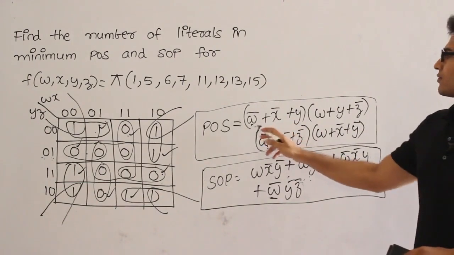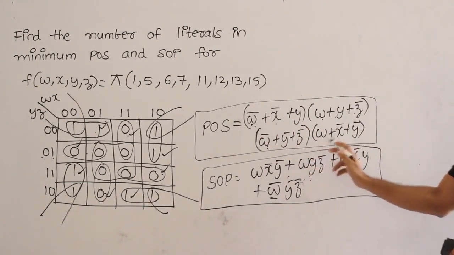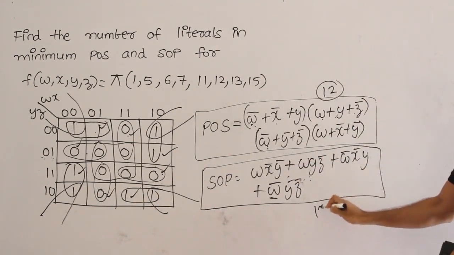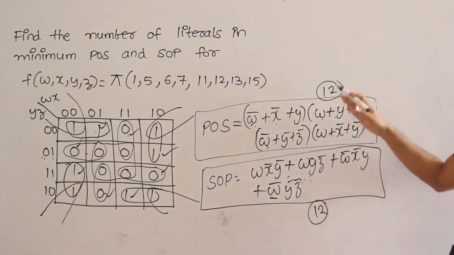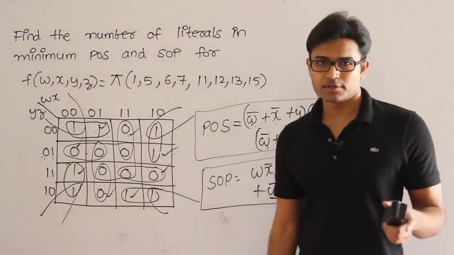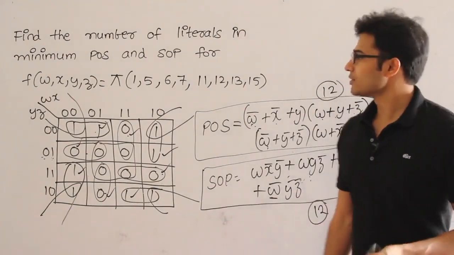So how many literals are there? 1, 2, 3, 4, 5, 6, 7, 8, 9, 10, 11, 12. Here 12 literals are there. And here 4 into 3, 12 literals are there. Both in POS and SOP form, we have 12 literals, right? But it's not always true for all functions. We have seen it, right? Both could be different.